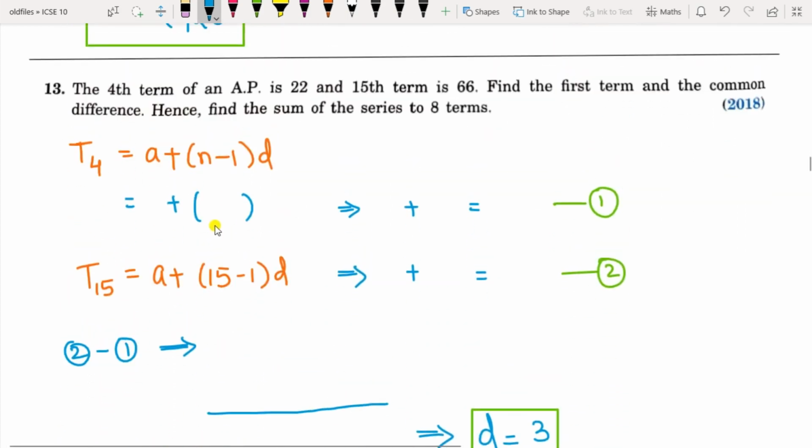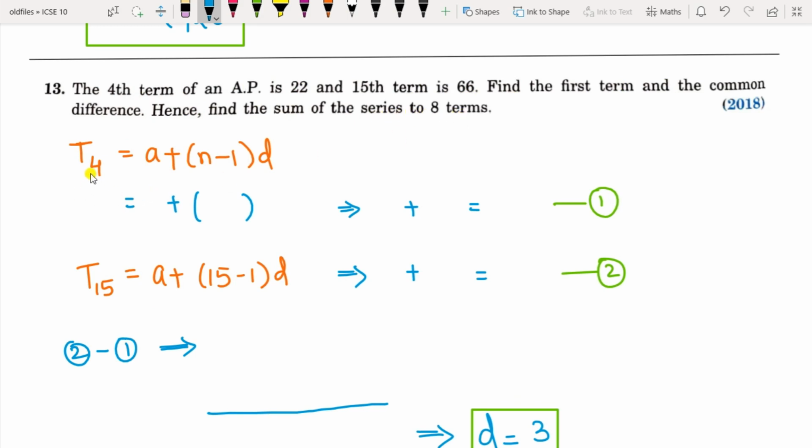Question 13, this was asked in 2018. The fourth term of an AP is 22. So it is given that the fourth term value is 22 and the 15th term value is 66. Find the first term and the common difference, and also find the sum of the series to 8 terms.